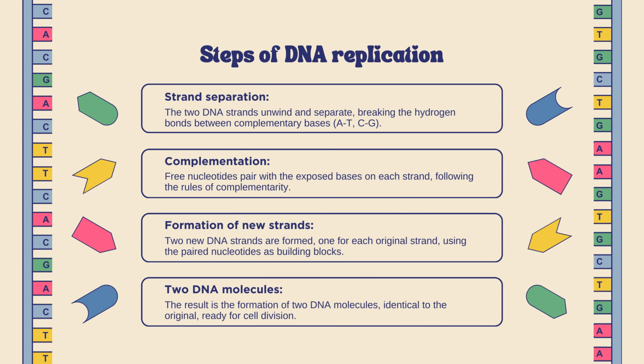Steps of DNA replication. Strand separation. The two DNA strands unwind and separate, breaking the hydrogen bonds between complementary bases, A-T and C-G. Complementation. Free nucleotides pair with the exposed bases on each strand, following the rules of complementarity. Formation of new strands. Two new DNA strands are formed, one for each original strand, using the paired nucleotides as building blocks. Two DNA molecules. The result is the formation of two DNA molecules, identical to the original, ready for cell division.